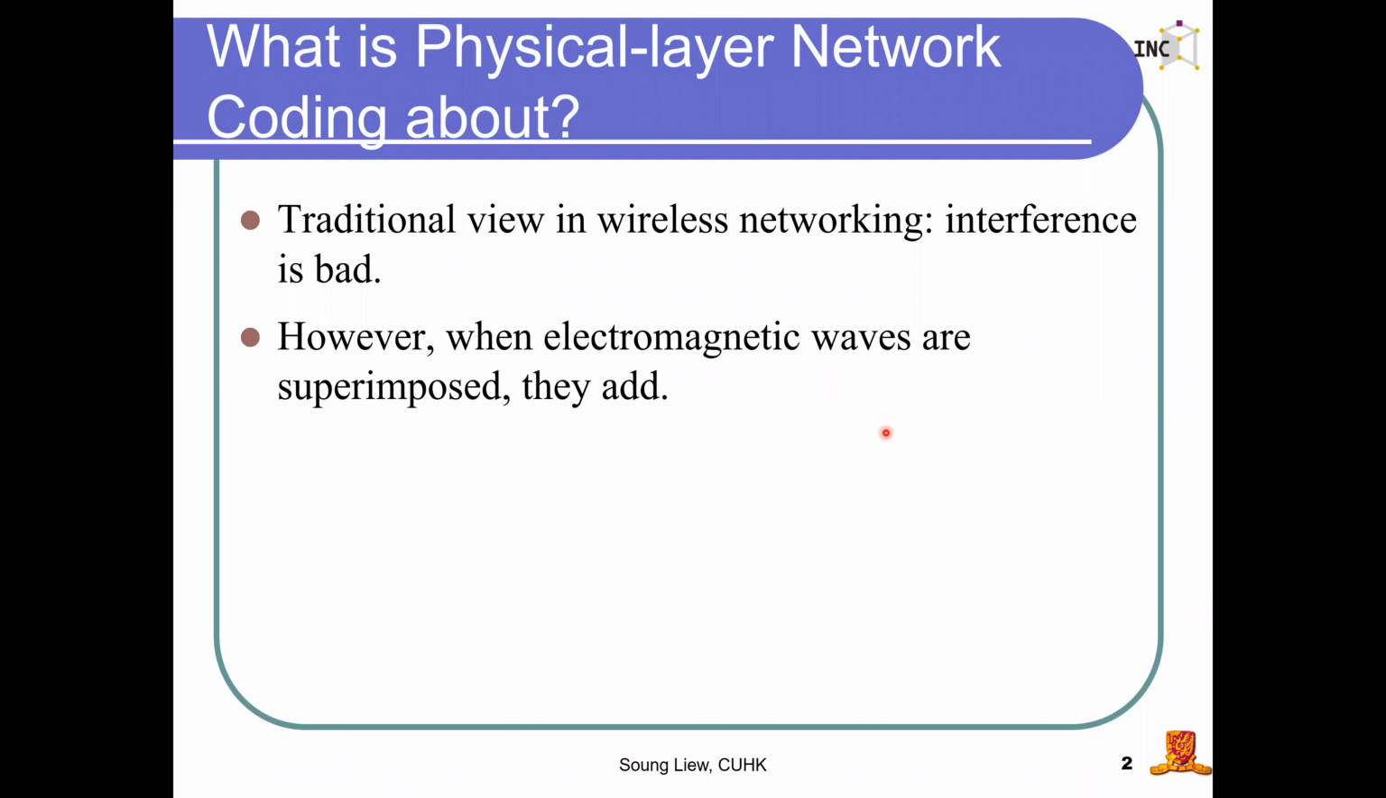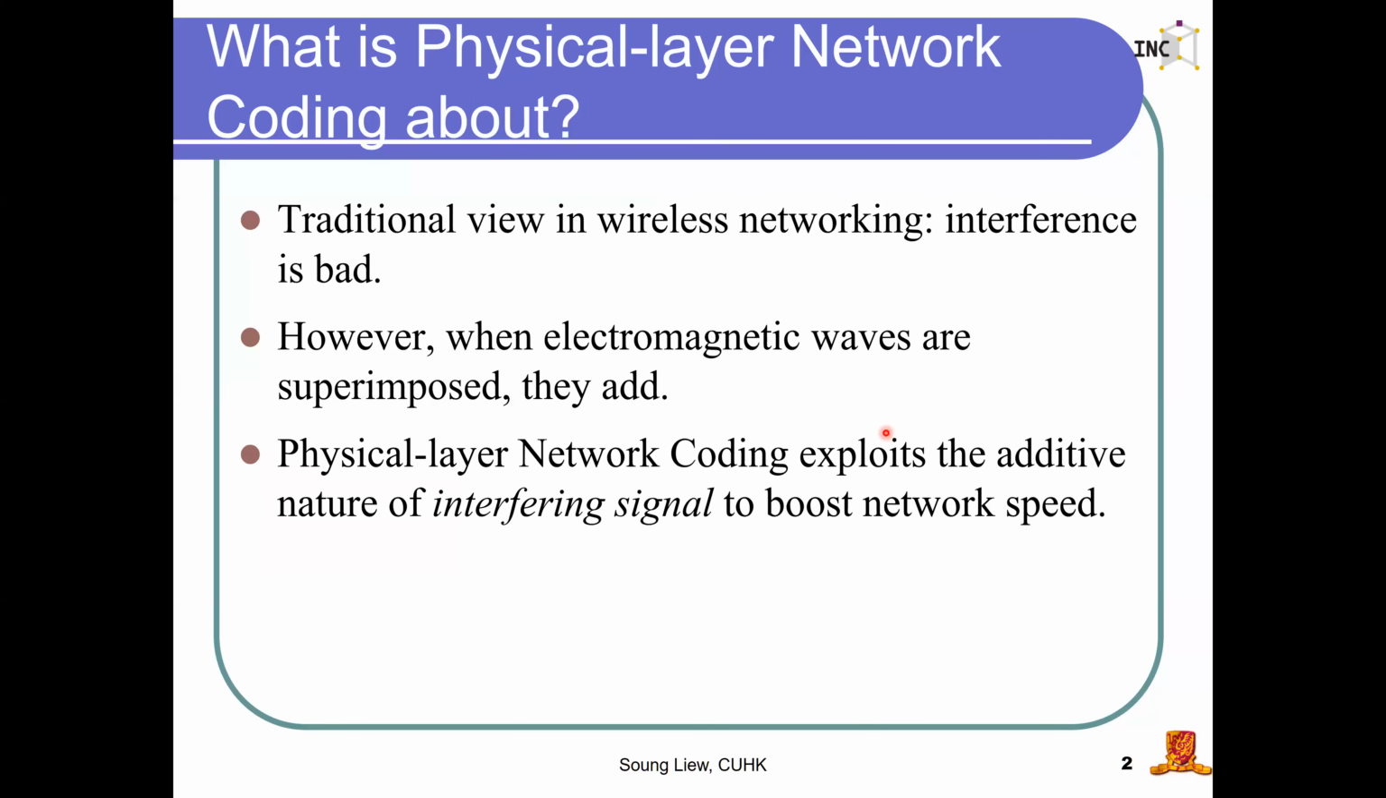Those of you who have a physics background from high school have probably done this experiment called the two-slit experiment, where you have a light source with light passing through two slits, and it creates some sort of interference pattern at the screen. That is the result of the addition of electromagnetic waves. Same with radio waves. Radio waves are also electromagnetic waves. So the idea of physical layer network coding is to exploit the additive nature of interfering signals to turn interference into something good so that you can actually speed up the operation of your network.